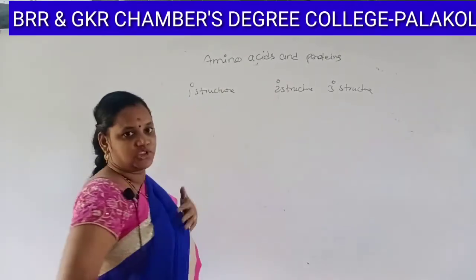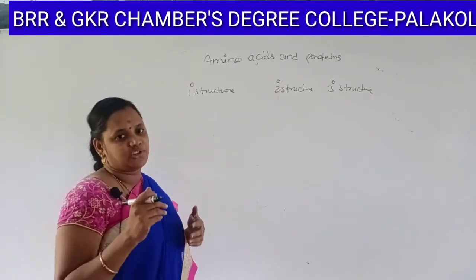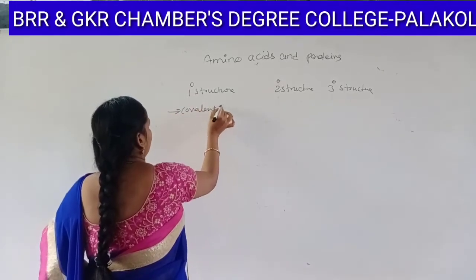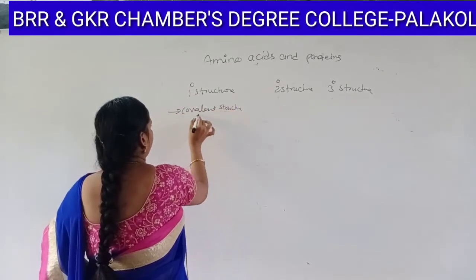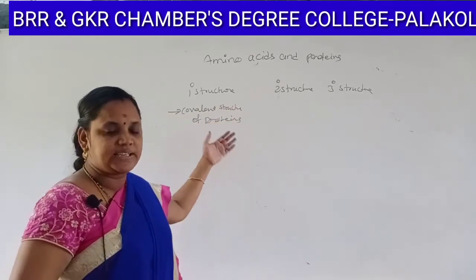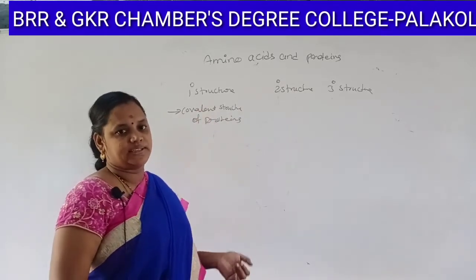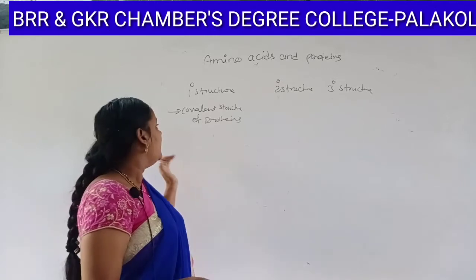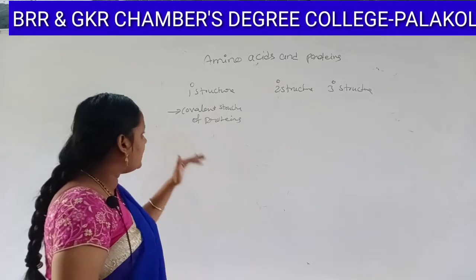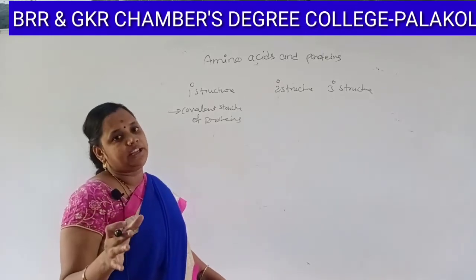Okay, students, coming to the primary structure of proteins. The covalent structure of proteins is called the primary structure of proteins. So they are connected by covalent bonds, students. Very simple. Next, an important thing: the primary structure of proteins is responsible for the biological and physical activity of a protein.